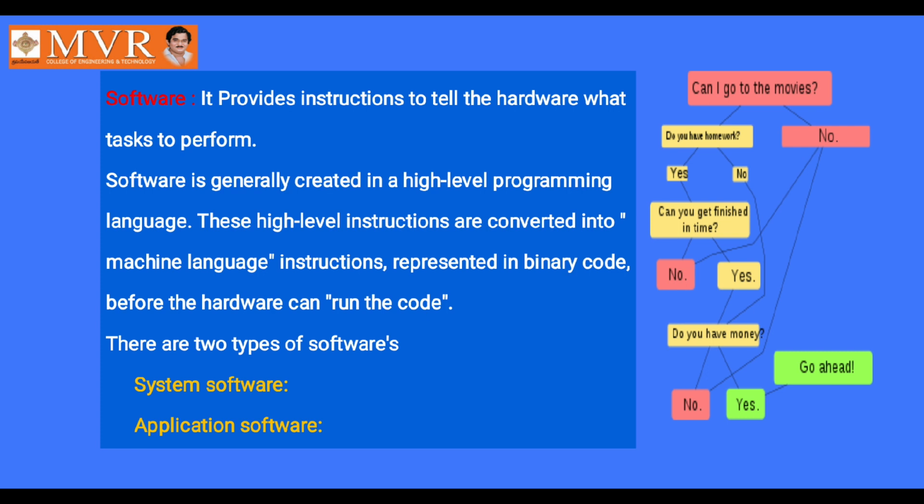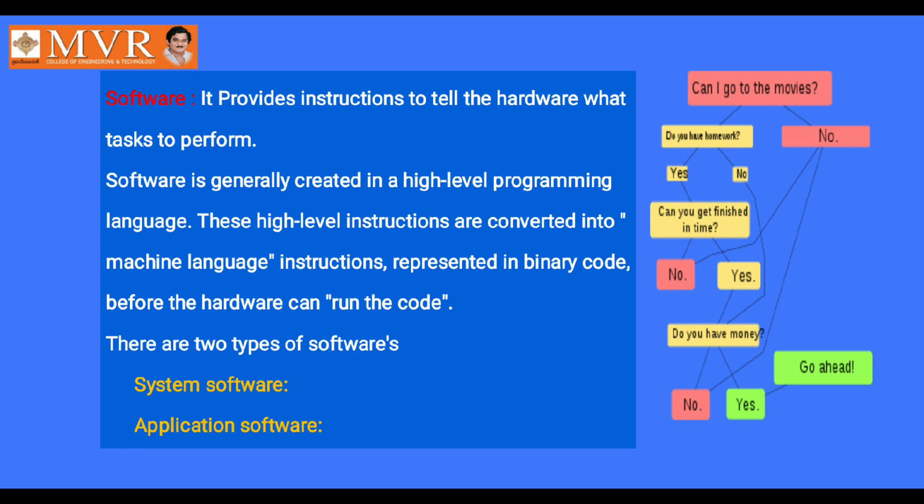This software is generally divided into two parts: system software and application software. These softwares are generally created in a high level language. I told you in the very beginning about high level programming language, but the computer cannot understand it. These high level language instructions are later converted into machine language by some hardware components. This machine language code is written in the form of zeros and ones, nothing but binary code. This is done before the hardware can run the code.